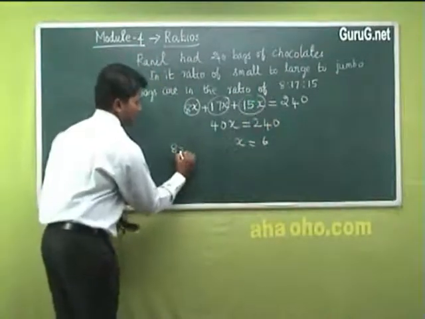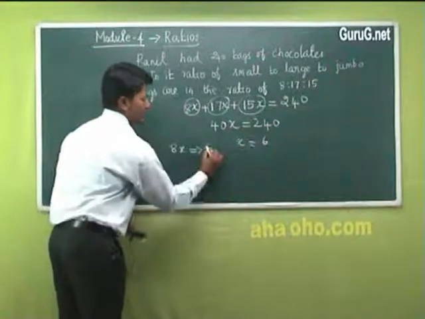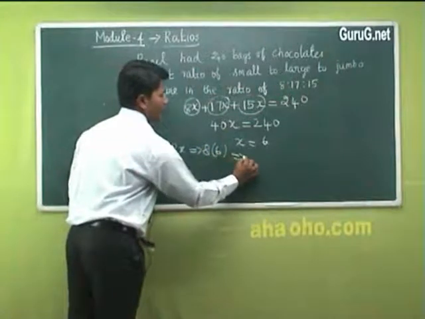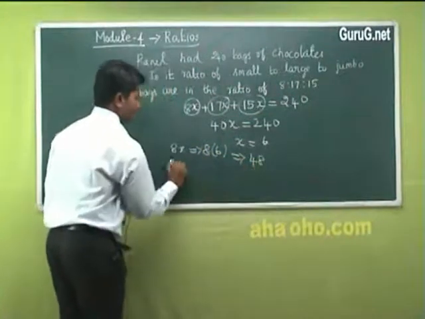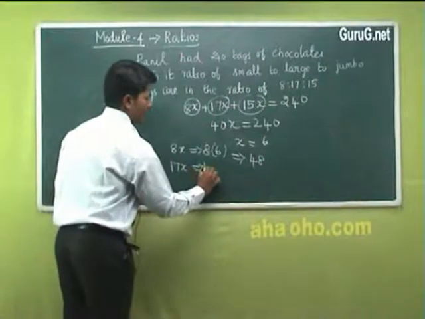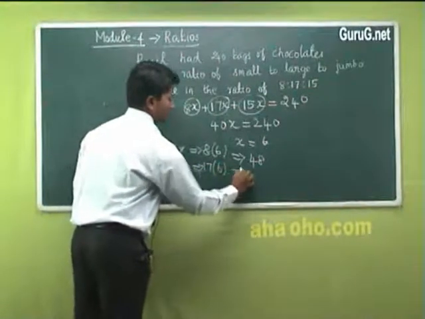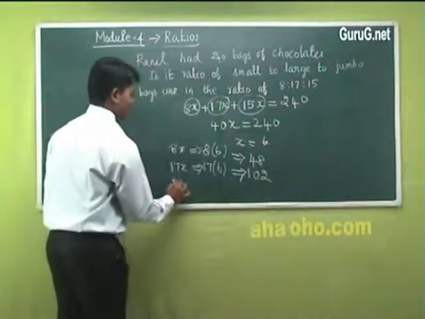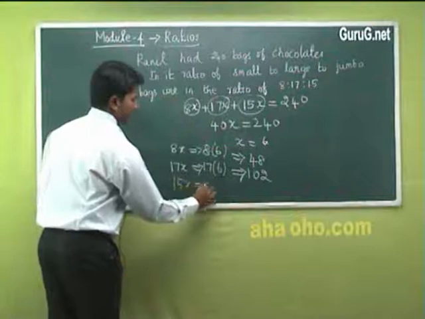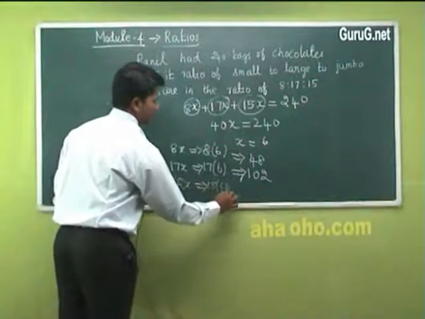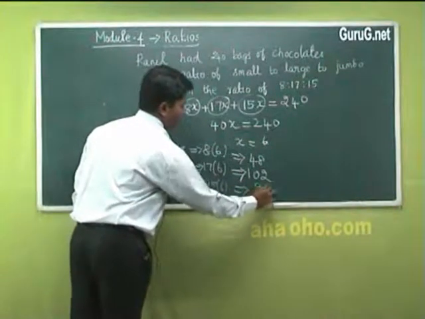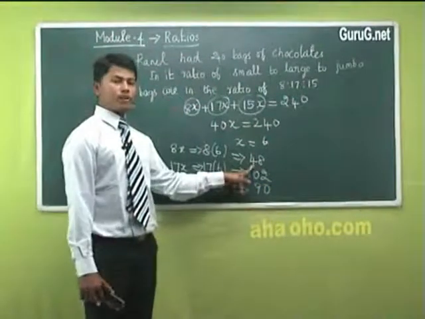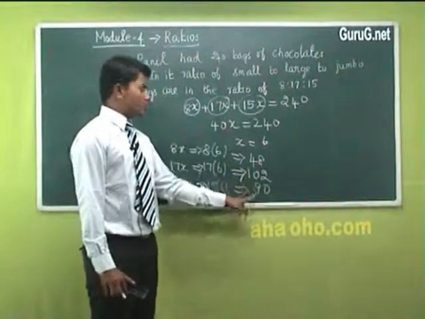So 8x, x is 6, 8 into 6 is 48. 17x, so 17 into 6 is 102. 15x, 15 into 6 is 90. Right? So 48 small packets, 102 large, 90 jumbo.